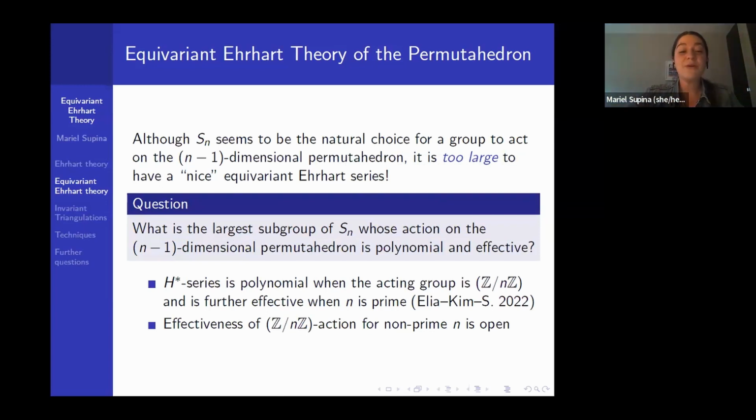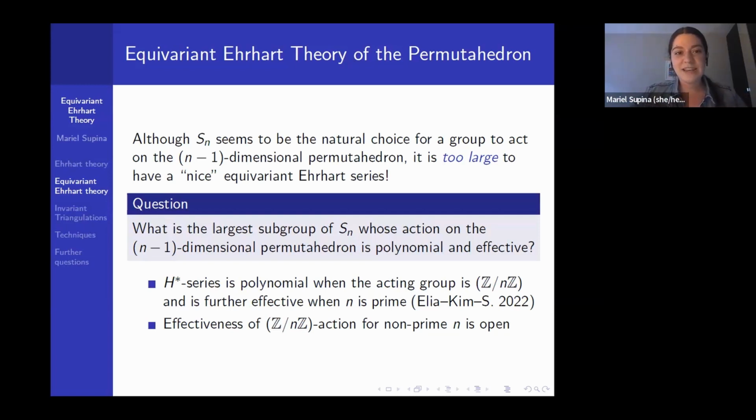So one question that we have is what's the largest subgroup of S_n where you do get a polynomial and effective H star series? So Sophia and Donghyun and I showed that you always have polynomiality when you restrict to the cyclic group. And then we showed effectiveness, but only when n was prime. And so the effectiveness for non-prime n is open. So that's one thing that we were thinking about, subgroups acting on the permutahedron. Okay, so that's an overview of some of these questions and an example.